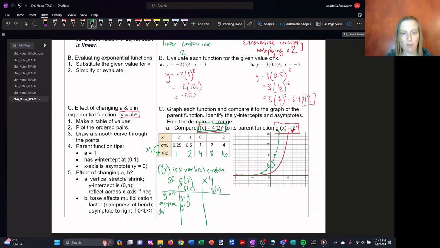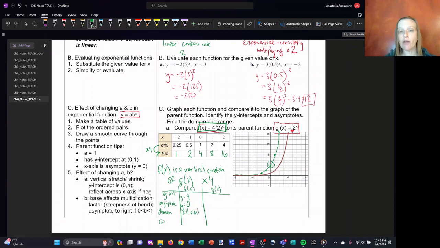It has a domain. Remember, domain means all possible x values. I can use any value of x on the negative end of the set of numbers. I can use any positive x. I can go on forever. I could have x be as big of a number as I possibly want. So all real numbers is my domain.